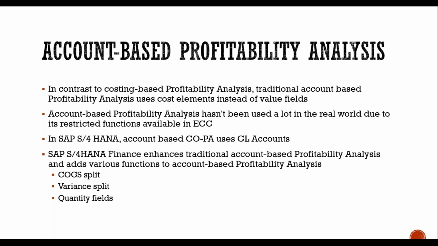Earlier there were no quantity fields in account-based COPA. If I wanted to know the total sales quantity, it was only available in costing-based COPA, because account-based COPA was only taking the values from financial accounting, and in financial accounting we only have values. We don't have a quantity column there, which is now included. So you can do the COGS split, the variance split, and you can also go through the quantity fields.